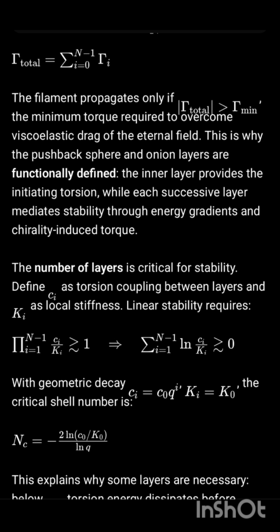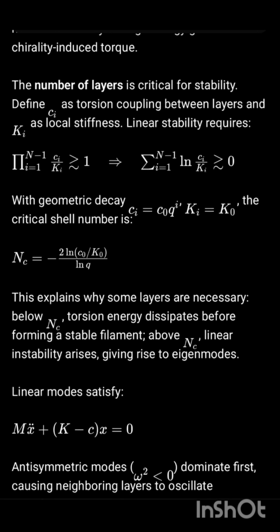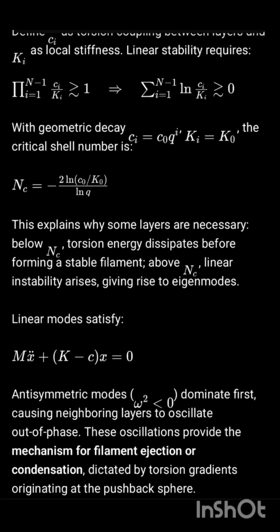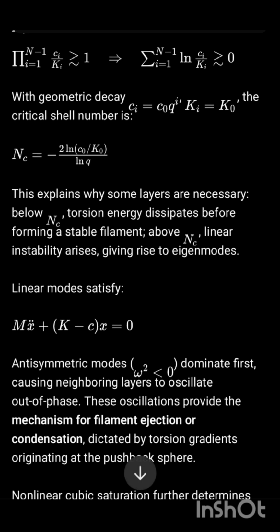Define C_i as torsion coupling between layers and K_i as local stiffness. Linear stability requires the product over i of (1 minus C_i over K_i) to be positive, which implies the sum over i of C_i over K_i is less than a characteristic value. With geometric decay, C_i equals C_0 q to the i, K_i equals K_0, the critical shell number is N_c equals 2 times C_0 over K_0. This explains why some layers are necessary.